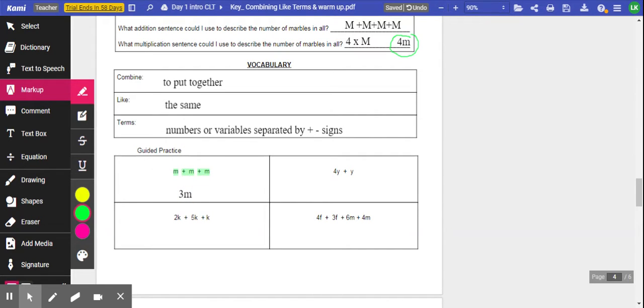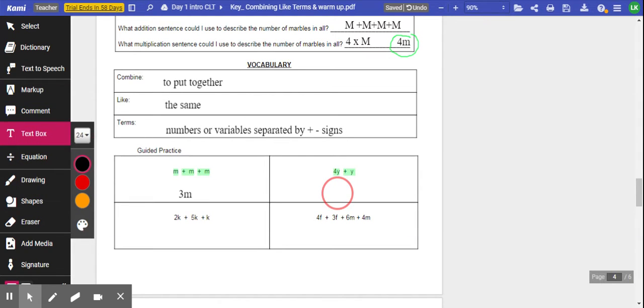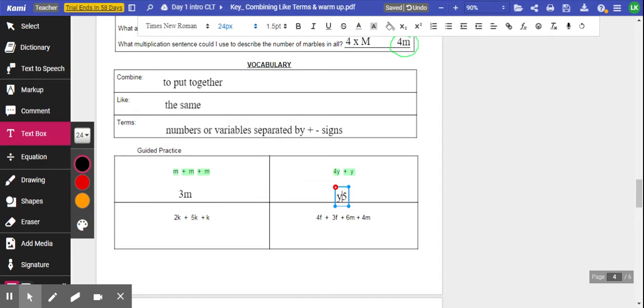Let's look at the second problem. I'm looking for the same variable. They're both y's. So I have one term here and another term here. So I have 2 terms, and I can combine them. What do you think 4y, and remember, a single y with nothing in front of it means it's 1y. So what do you think 4y and 1y make? Yep. They are going to be 5y when you combine them. I hope you're feeling pretty good about this so far.